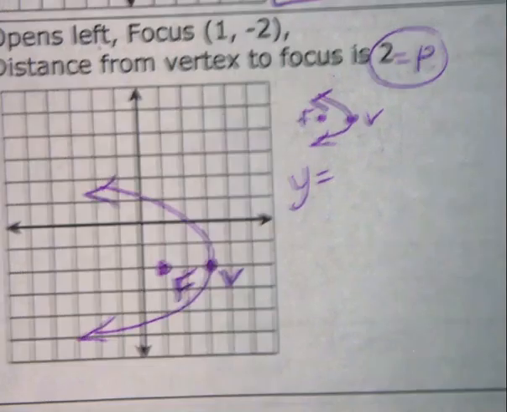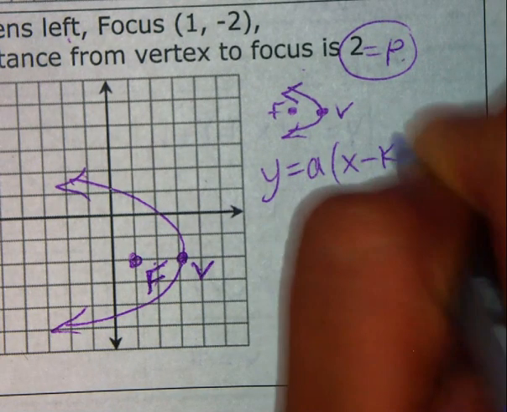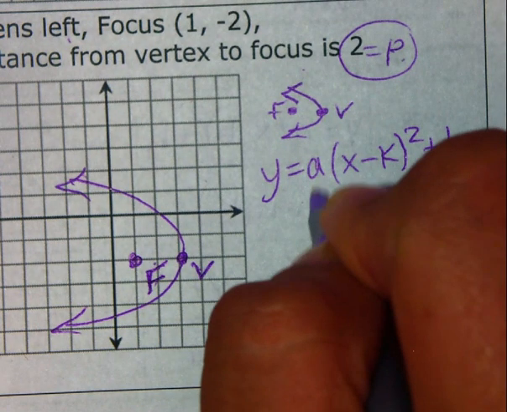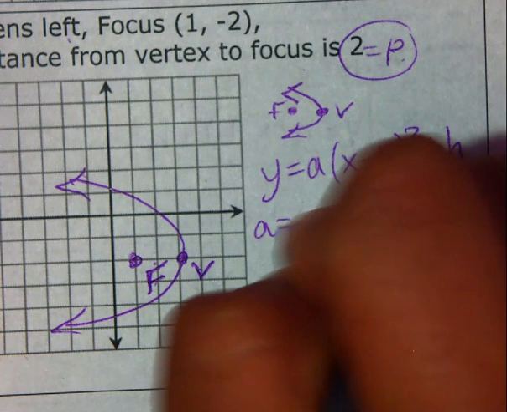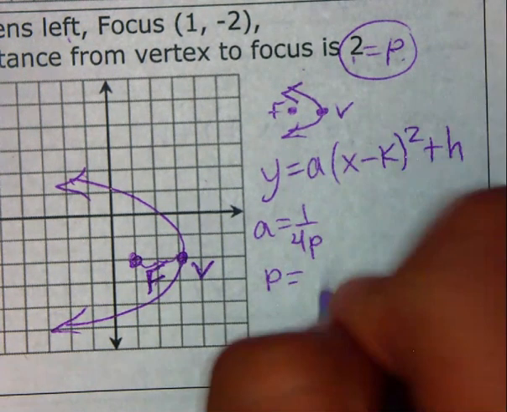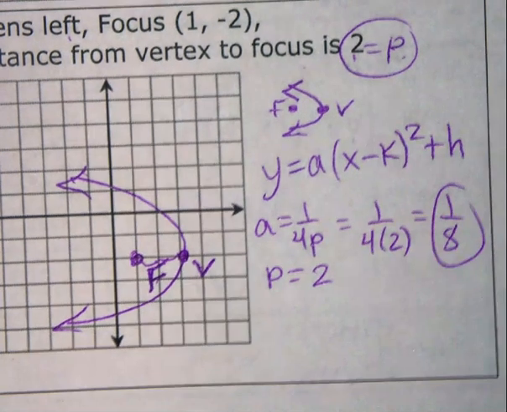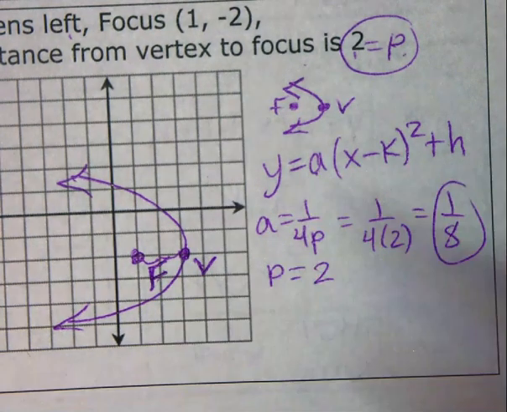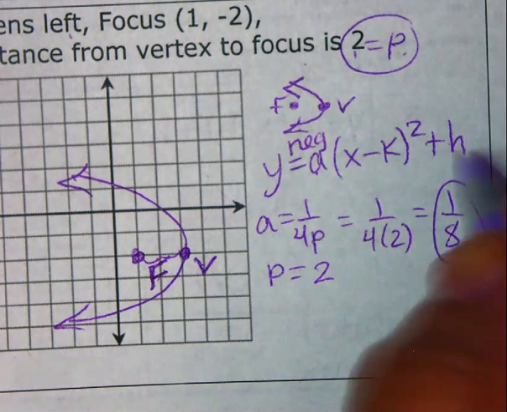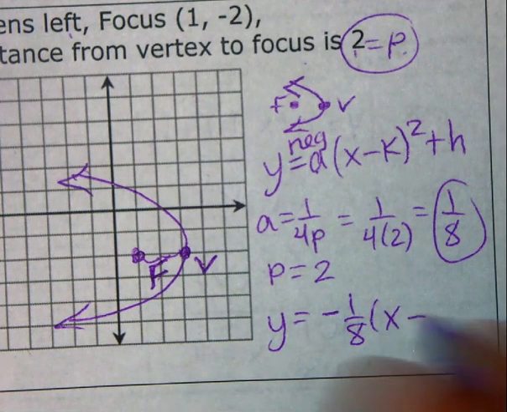And because it opens sideways, we're going to have to switch h and k. So x equals a(y minus k) squared plus h. And then we have the a value calculated. P-value is 2, as mentioned right here. So that's 1 over 4 times 2, which is 1 over 8. So that's the a value. This graph is opening left, which means the a value is going to be negative. So we're going to have x equals negative 1 over 8 (y minus your k value).